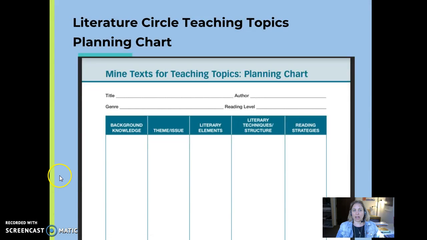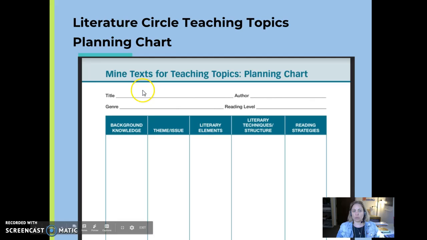So just to go back a little bit, due on March 28th is the Lit Circle Teaching Topics Planning Chart. And I know we didn't have a chance to talk about this in class, so I just wanted to bring your attention to it and encourage you to go check out the assignment guidelines on Canvas, where I explain kind of what you might put in each of these columns.